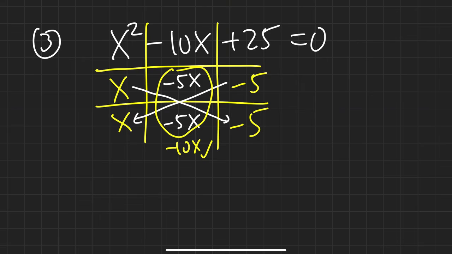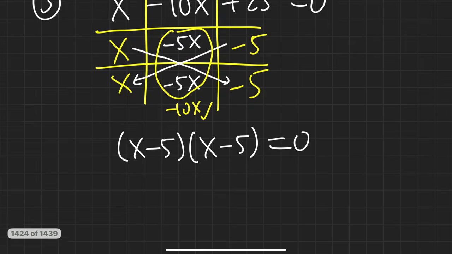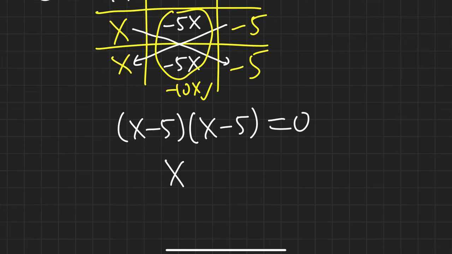So the factors are x minus 5 times x minus 5. And they are the same actually, right? So we can really just say x minus 5 is equal to 0 and then add the 5 to both sides.